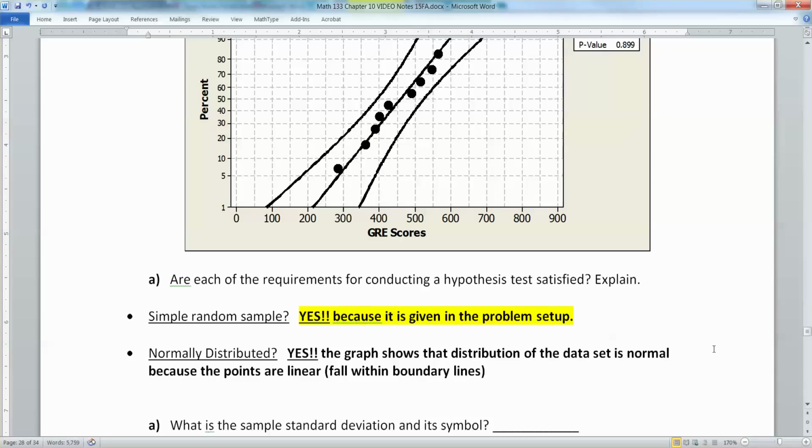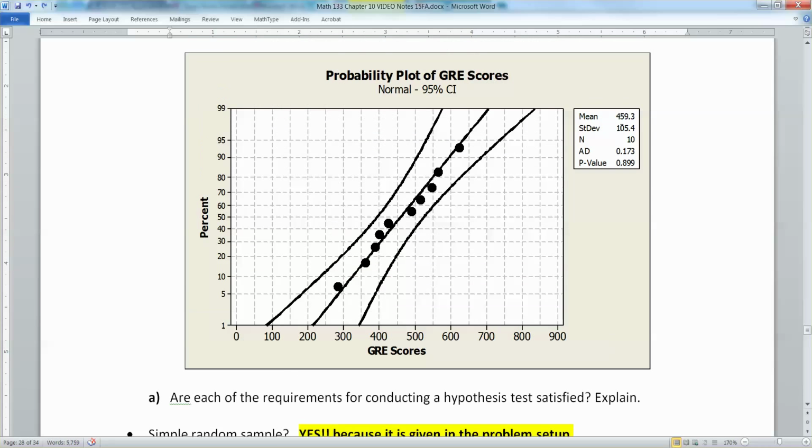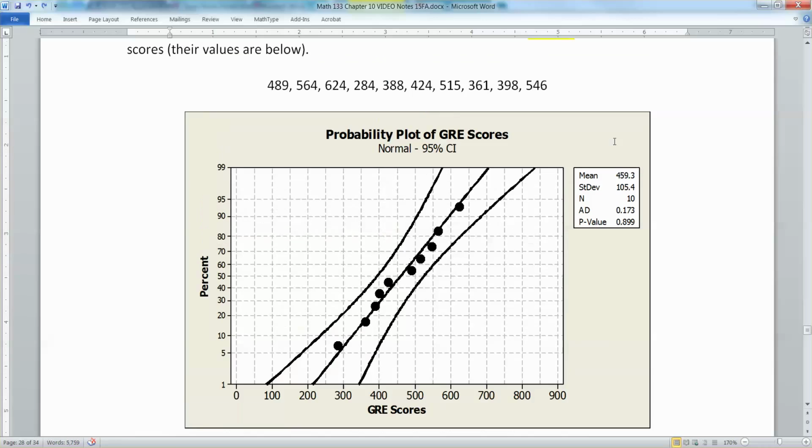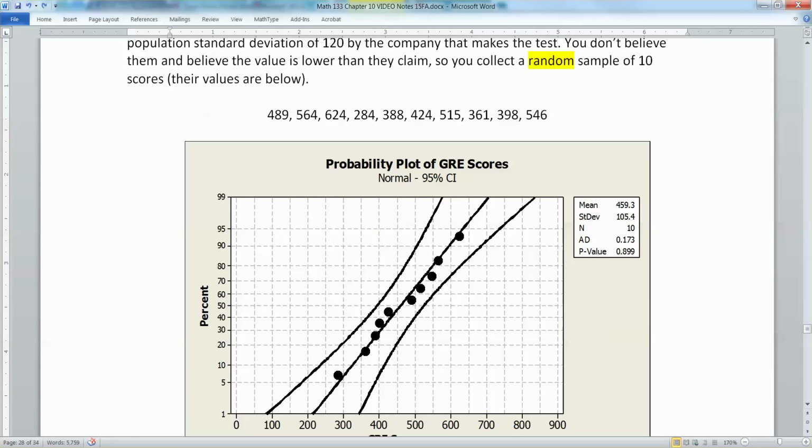There we go. All right, now what is the sample standard deviation and its symbol? Well, if you look up here, you can see that I left it in there. I don't actually have to leave it in this graph. I can take it out, but I left it there. But let's remind ourselves how to find these.